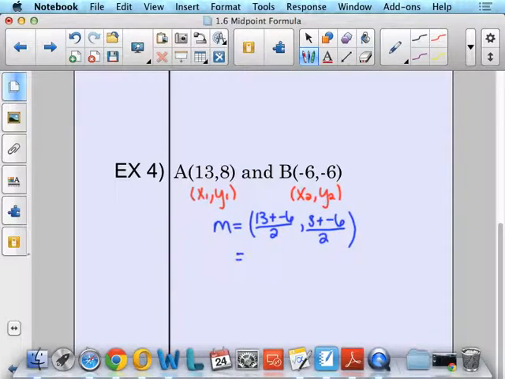So 13 plus a negative 6 is a positive 7. 8 plus a negative 6 is a positive 2. Okay, so if we divide 7 by 2, we're going to get a decimal, so I'm just going to leave it as the fraction. I'm going to leave this one as 7 halves, and then 2 divided by 2 is 1. So (7/2, 1) would be the midpoint.